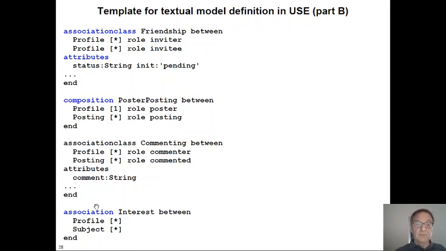So that's the general form of an association, that's the general form of a composition, and that's the general form of an association class, where you typically specify attributes.